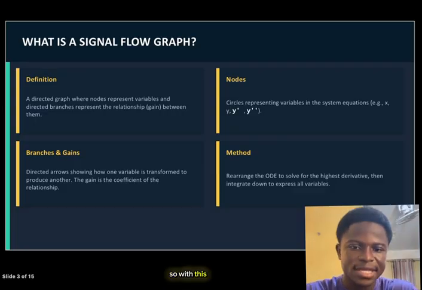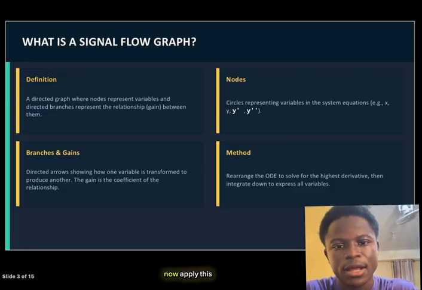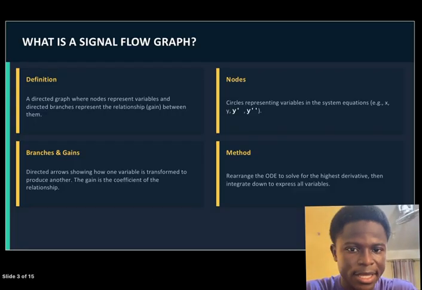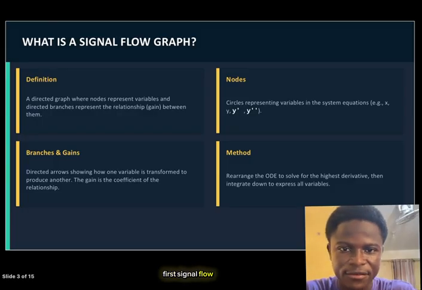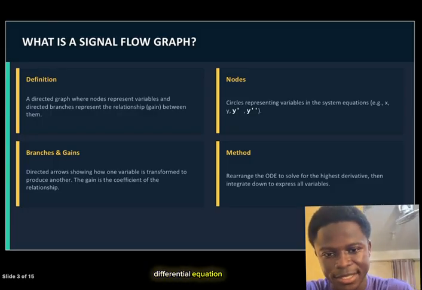With this, our next presenter, Chachu Walter, will now apply this method in building our first signal flow graph from a differential equation. Thank you very much.